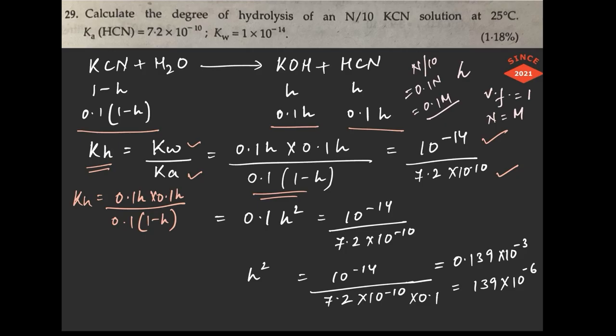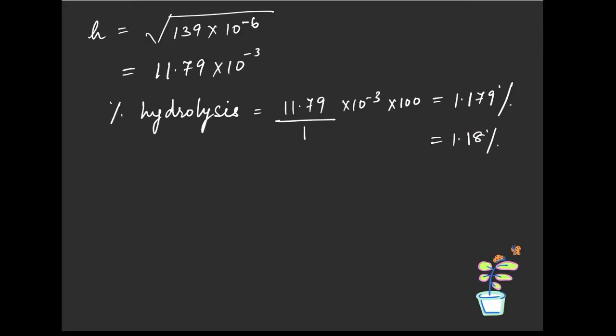1 minus h can be neglected in the denominator. 0.1, 0.1 cancels. So you get 0.1 into h square, which is equal to Kw by Ka. Solving, the value of h square is equal to 139 into 10 to the power minus 6. h will be equal to square root of 139 into 10 to the power minus 6, that is 11.79 into 10 to the power minus 3. This is the degree of hydrolysis.